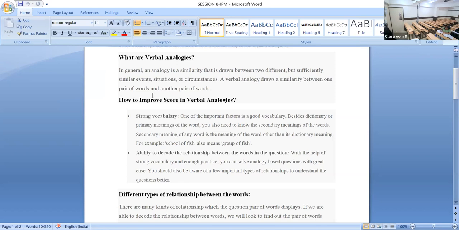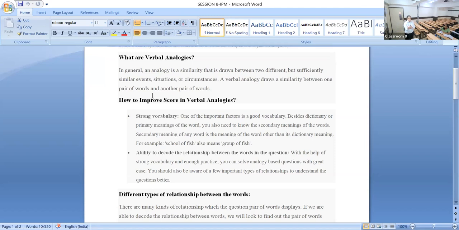Decode the context. Why am I using the word context? Because you may forget what is primary and secondary. So that's why I'm telling you, decode the context. Context you will always remember, and then the context you need to figure out. Decode the context.